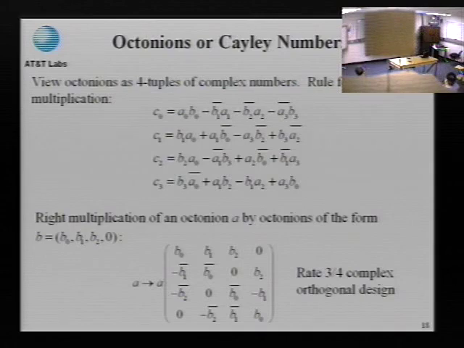And what you do here is you stare at this for a bit, and you say, in each of these lines, there are some A_i bars and some A_i's. And every time I see an A_i bar, like here, or there, it's opposite of B3. So if B3 was 0, then I'd only see A_i's, which means that I could represent multiplication by that octonion with B3 equals 0 as a matrix. This is the matrix. Okay. Because it's an algebra, because things have inverses, this thing is an orthogonal design.